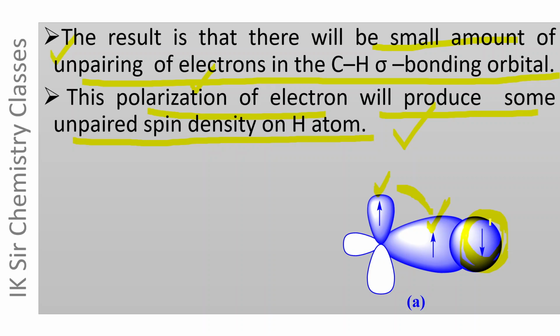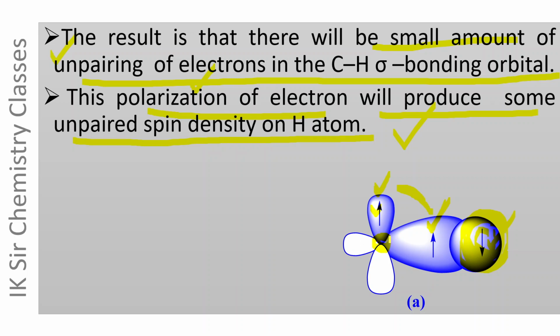spends some time near hydrogen atom. The hydrogen atom nucleus has some unpaired electron density around it, and there will be coupling between the nucleus of hydrogen atom and this unpaired electron. There will be no coupling between this electron and nucleus of carbon, because the nucleus of carbon has I equals to 0.